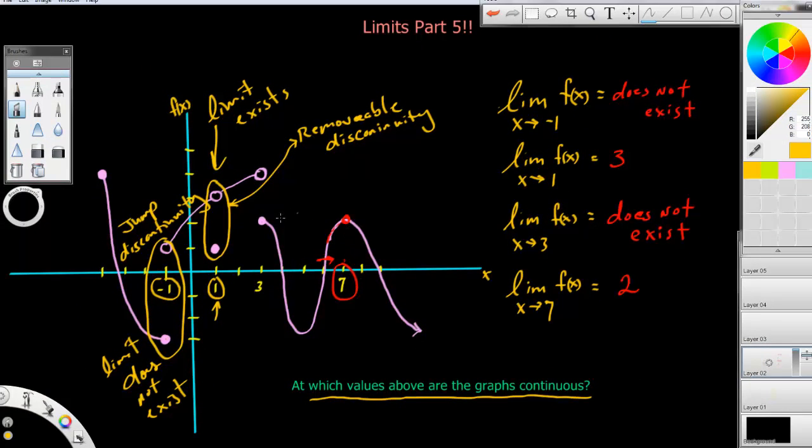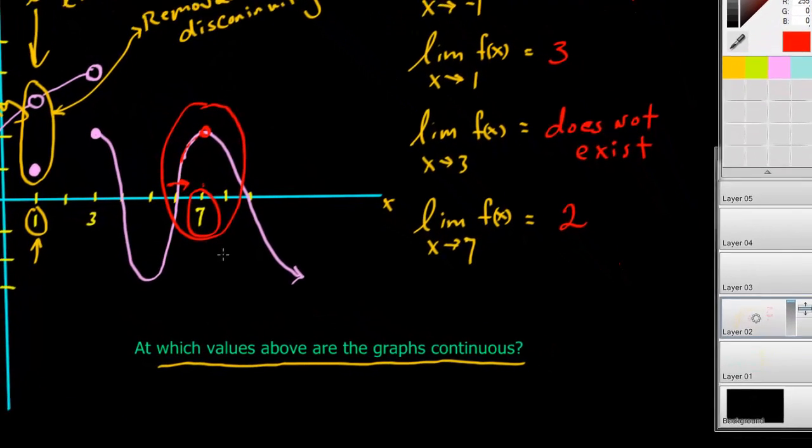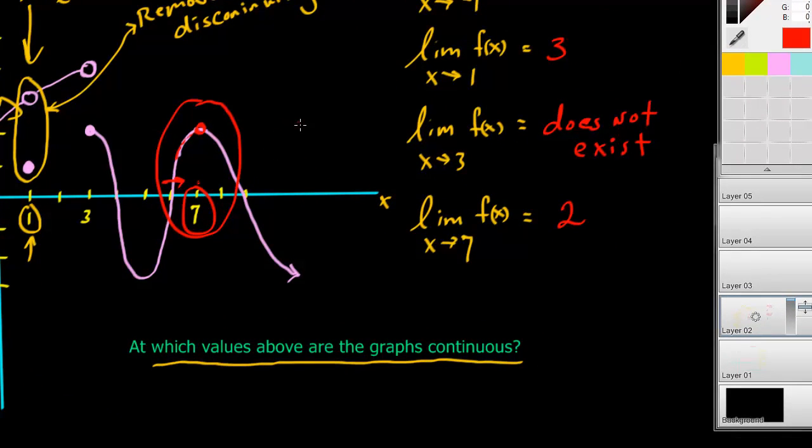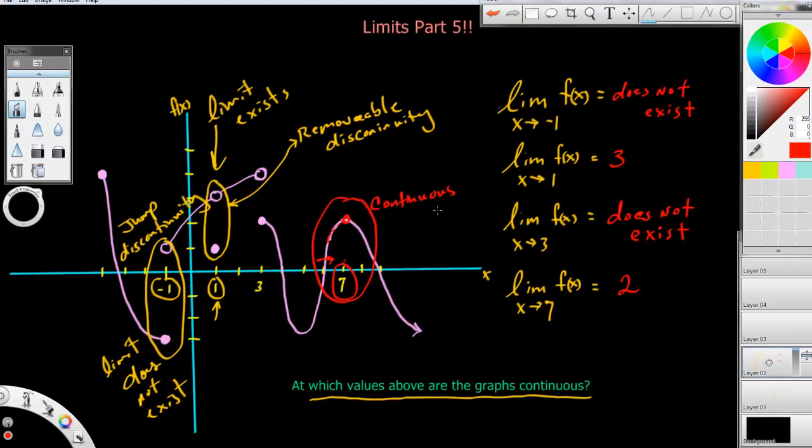Over here, though, and this is the same thing. I'm going to delete this, but what I'm circling here in bright purple is a jump discontinuity as well, just like at -1. But what about this? What about this right here? That thing is just flat out continuous. Okay, this is continuous, and so that would be the only one that is continuous. Now, there is a very fancy definition for what makes something continuous that we'll officially go over tomorrow.